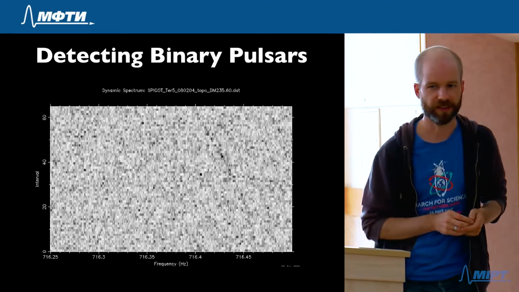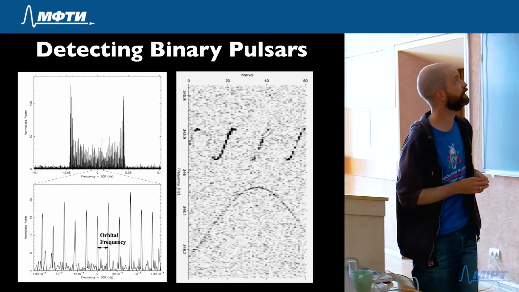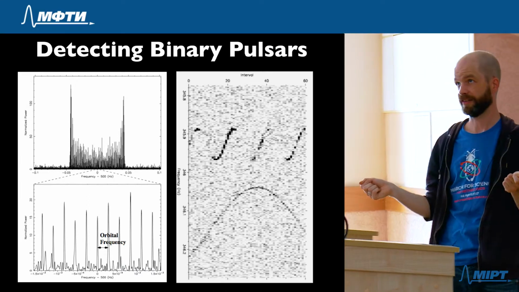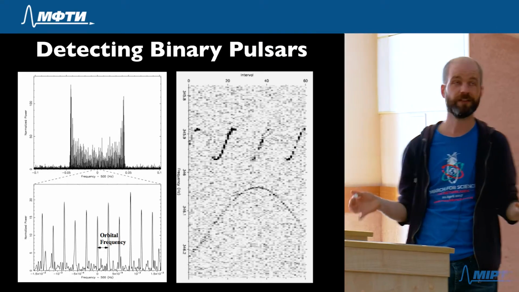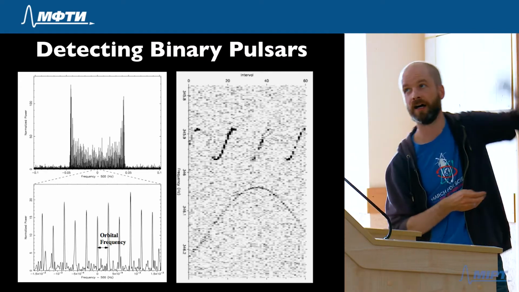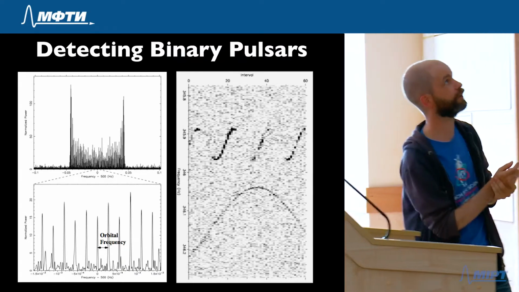I don't think the projector is really doing justice to this graph, but I guess you can see it here. In the case of a pulsar like a double neutron star system, the Doppler effect is going to be changing the perceived period of the pulsar as a function of time. This will smear out the signal in a Fourier transform, right? Because the observed frequency is constantly changing.